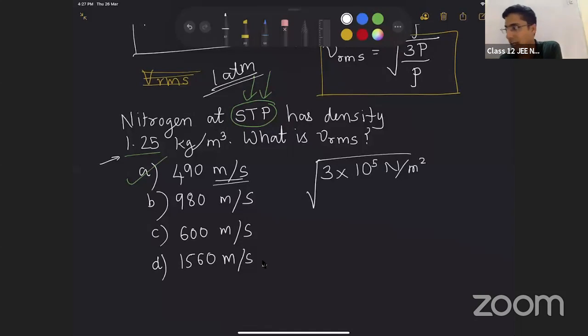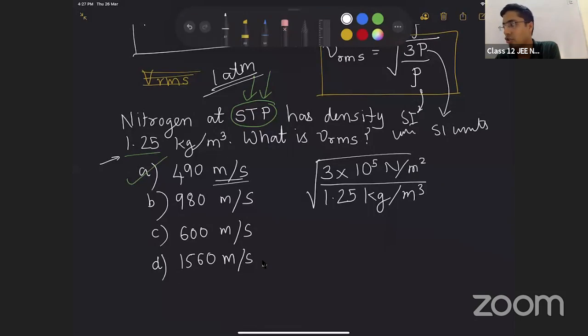That is pressure. And density is already given in SI units, divided by 1.25 kilogram per meter cube. Don't use 760, don't use 1, use 10 raised to 5, because 1 atmosphere is 10 raised to 5 newtons per meter square, which is the SI unit. So always remember SI units. If you want the answer in SI units, everything should be in SI units. Just make sure you convert to SI units before computing it. And this gives the answer as 490 meters per second. It gives 492 or something.